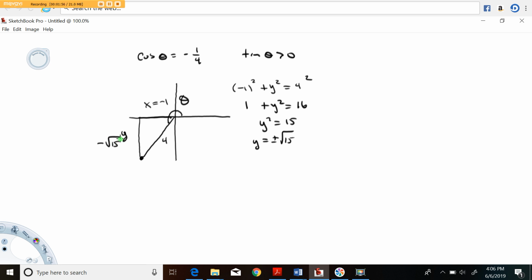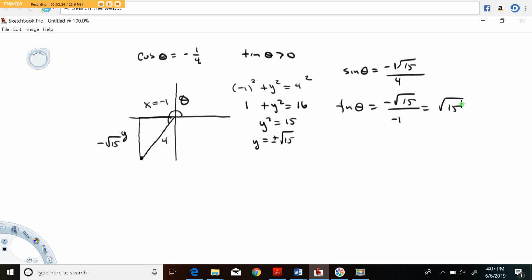Now we can go ahead and start writing out values for the other trig functions. So let's see, sine theta is equal to y, which is minus root 15, over the radius, 4. Tan theta is y, minus root 15, over x, minus 1, so that ends up being just plus root 15.